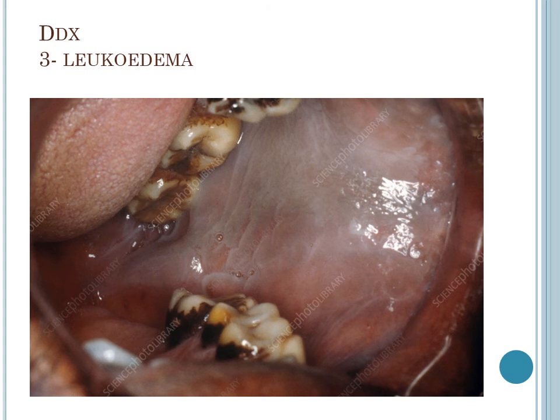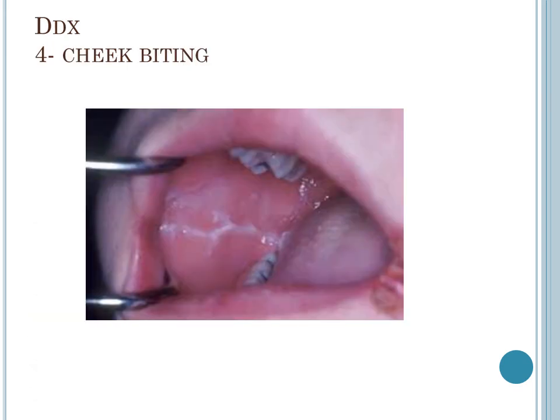Third, we have leukoedema. We can differentiate it from lichen planus by a simple stretch test, in which the lesion disappears if it is leukoedema. Finally, we have cheek biting. Cheek biting is a wide area on the buccal mucosa where the teeth occlude, which means it's traumatic, not inflammatory like lichen planus.